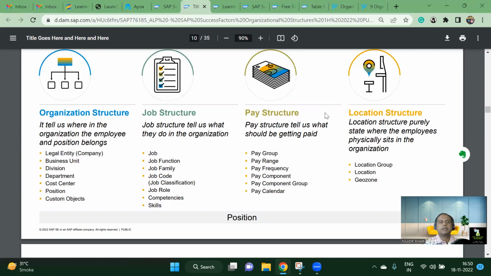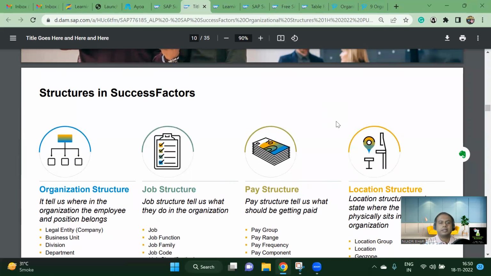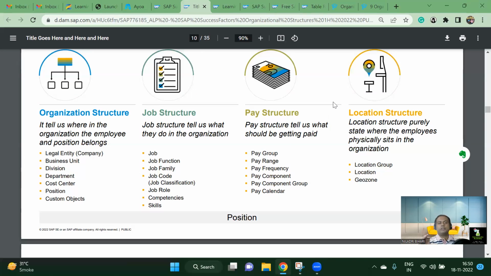Now, not a perfect example, but whenever I'm talking about structures from an HR point of view, it is not only for SuccessFactors. When I talk about HR, from an organizational point of view, we will definitely have a structure: how those employees and their positions are positioned inside the company. So that we call the organizational structure. Similarly, in the organizational structure, they will be talking about the company code, which is also known as legal entity.